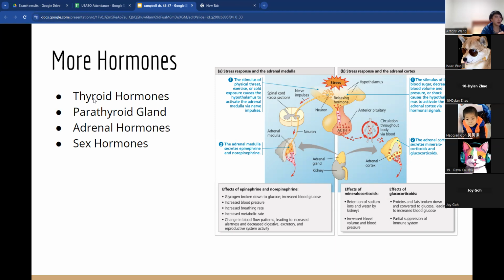Your parathyroid gland is also very important. Your parathyroid secretes a hormone literally called parathyroid hormone. And what this does is it raises your blood calcium level. This is very important.